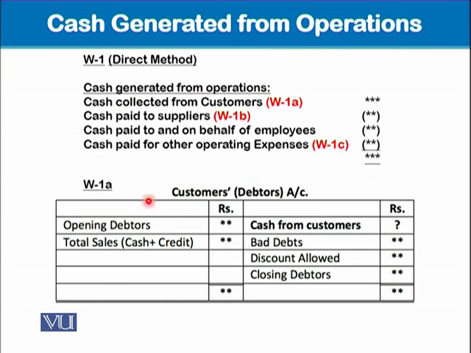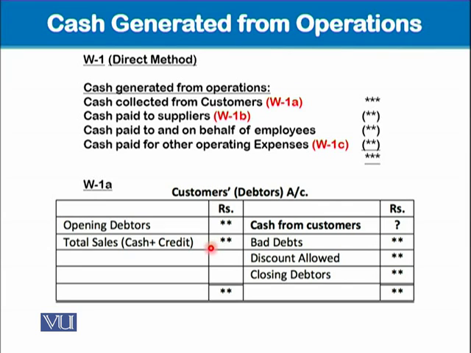Straight away, we will prepare a T account. Remember, it is not a debtors account, but it is like a debtors account. Why is it not a debtors account? Because in this, we are showing total sales in the debit side, whereas in the debtors account, we show only the credit sales. It is prepared just in a way as we prepare a debtors account. So opening balance of debtors is placed over here, and total amount of sales is placed in the debit side.